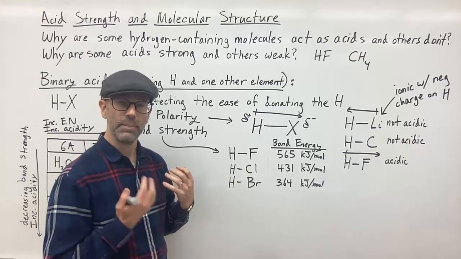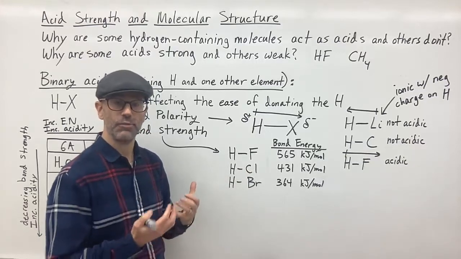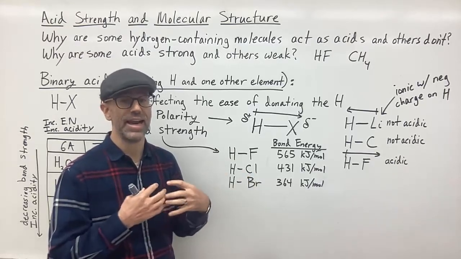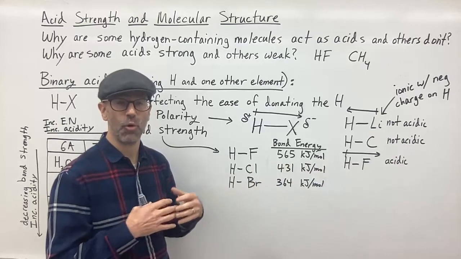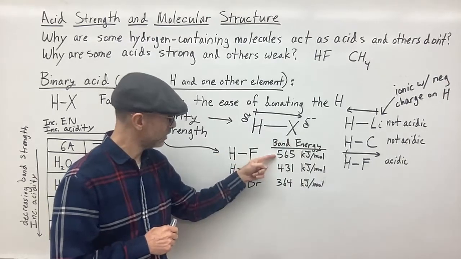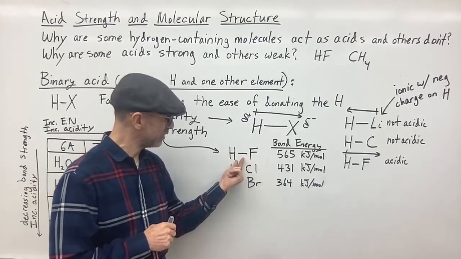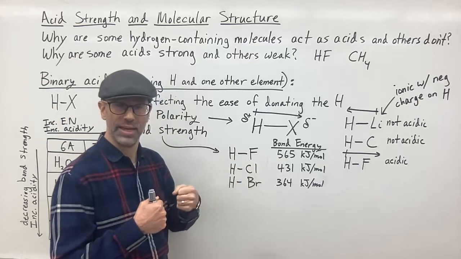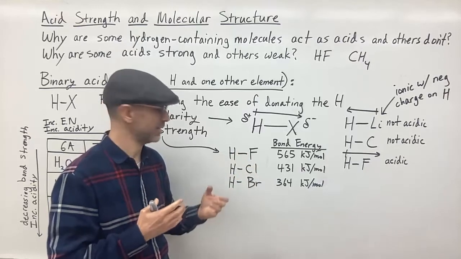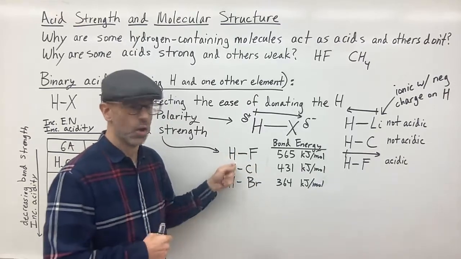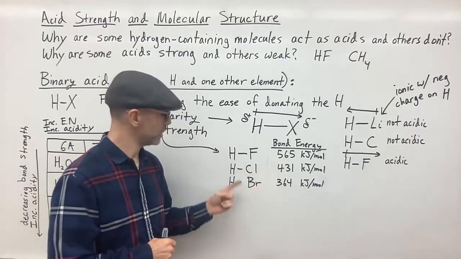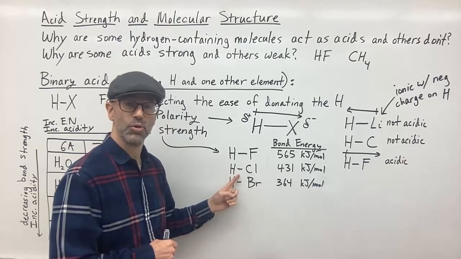And so it makes sense that if you have a very strong bond between the hydrogen and the other element, it's going to be harder to get that hydrogen off, and it's therefore the weaker the acid will be. So here we see the bond strength or the bond energy in this bond is much higher. Therefore, it takes a lot more energy to break that bond, which means it's going to be less likely for the hydrogen to come off. Whereas for these two, the bond energy is relatively small, so it's much easier to remove these hydrogens.